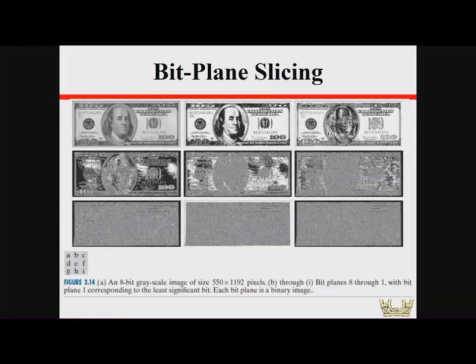But for a real image, you can see this is a real image, a USD note. This is the original image, then bit 7, bit 6, 5, 4, 3, 2, 1, 0. In the lowest bits you can see almost nothing, it's almost all noise. In such bit planes, you can see most structures are given in the highest bits. So the highest bits are the most significant information.